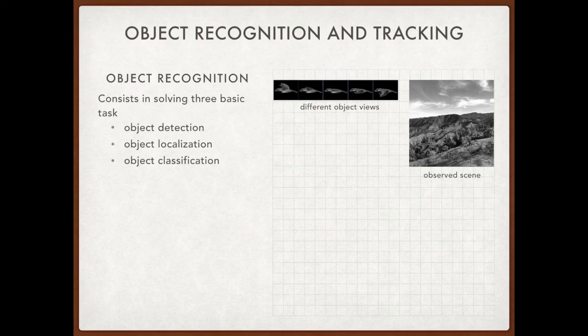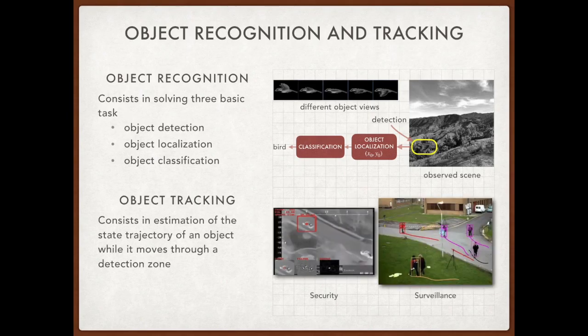So we capture an observed scene, and the first task is to detect the presence of the object in the scene. Then the task of localization consists in estimating the exact coordinates of the target in the scene. And finally, classification, which assigns the detected object to a proper category. Target tracking or object tracking consists in estimating the state trajectory of the target while it moves through a detection zone.